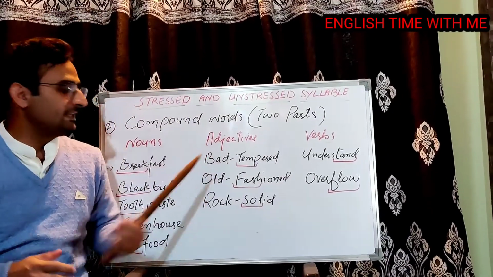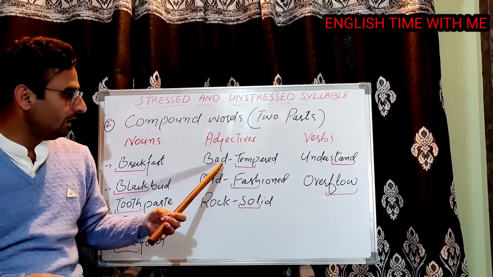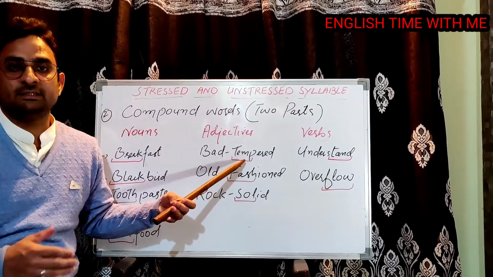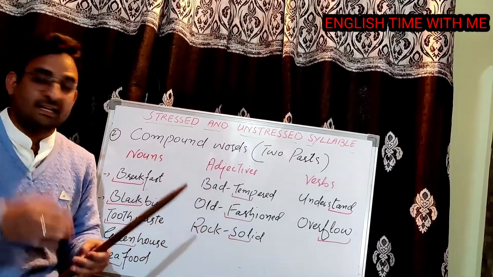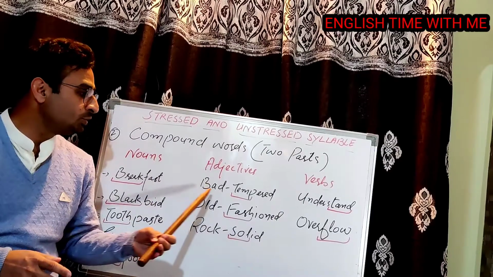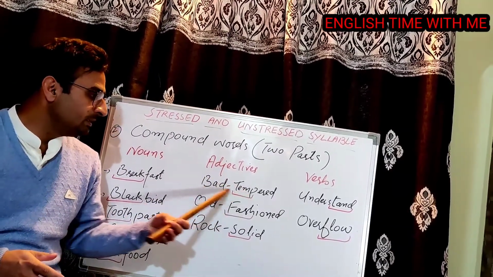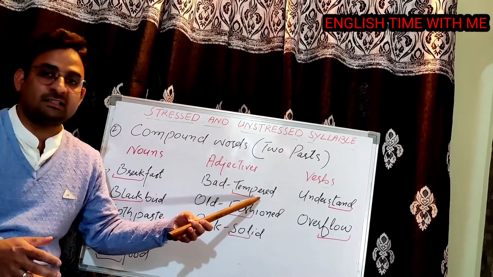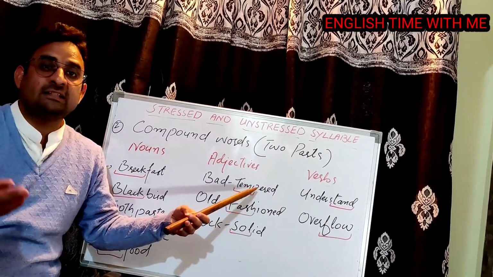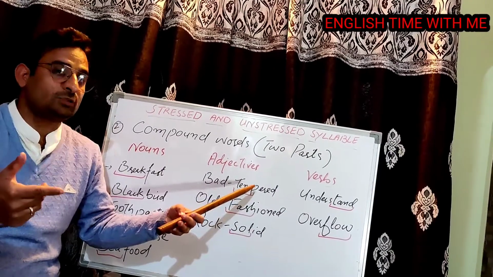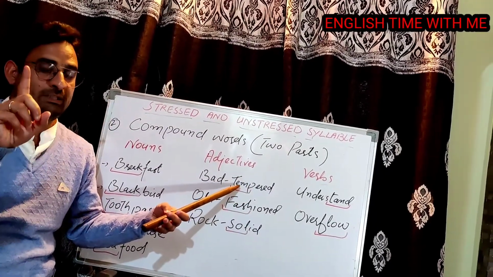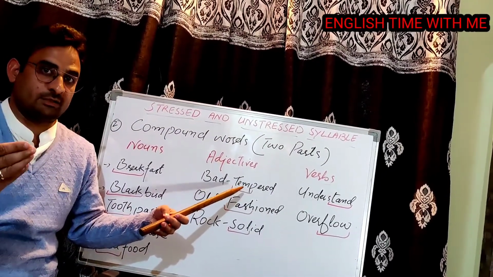In case of compound adjectives, the second part will be stressed. Suppose there are two words joined in a compound adjective; if the second part has more than one syllable, in that case also the first syllable of that part will be stressed. Okay.